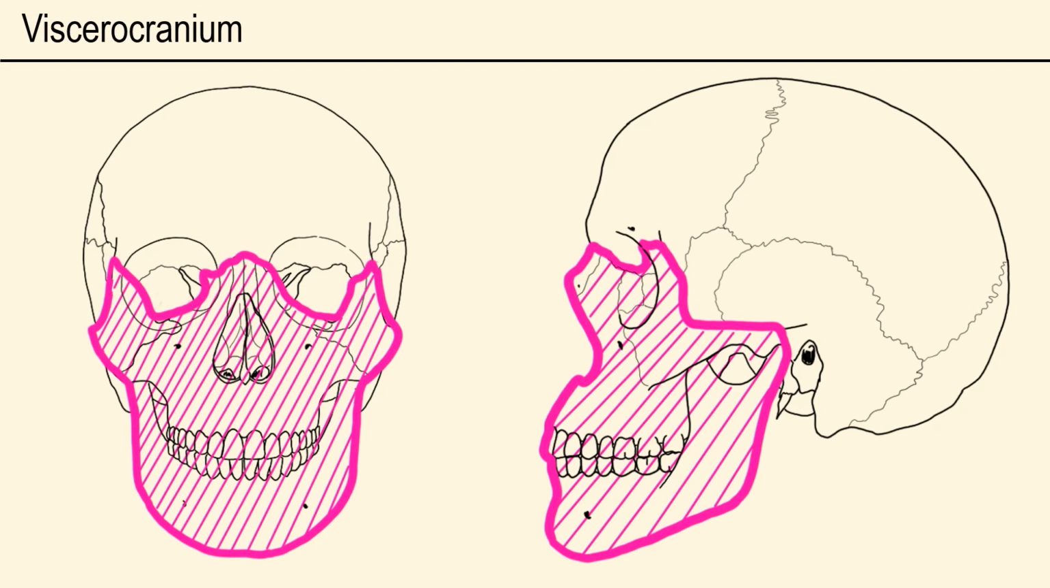It can be subdivided into the nasozygomatic maxillary complex, known as the upper face, and the lower face, which is the mandible. The viscerocranium consists of the inferior nasal concha, the nasal bone, the maxilla, palatines, lacrimal bones, zygomatic bones, all of which are paired, and then we have the unpaired vomer and mandible.